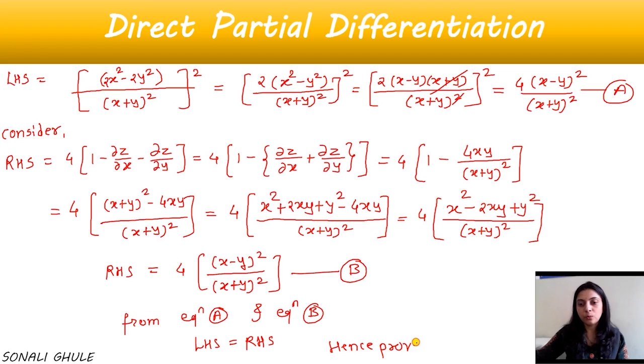Okay, so as I told you in previous lecture, if these kind of examples are there, by using direct partial differentiation you have to show something, then you have to find all the partial derivatives that you required and then check your left hand side and right hand side and show that both the sides are equal. Okay, I hope you understood the example. Let's solve the next example on the same type.